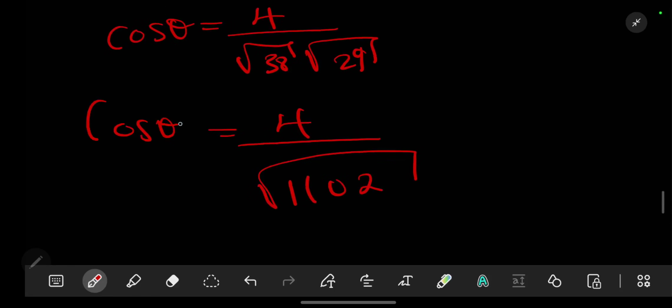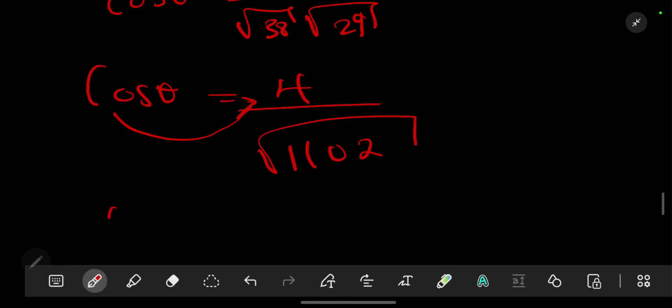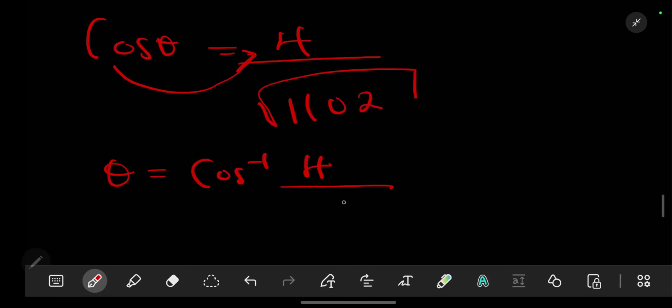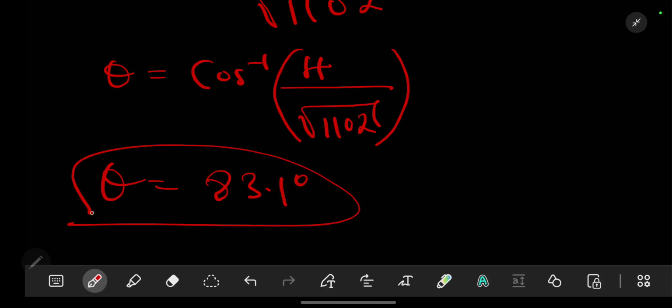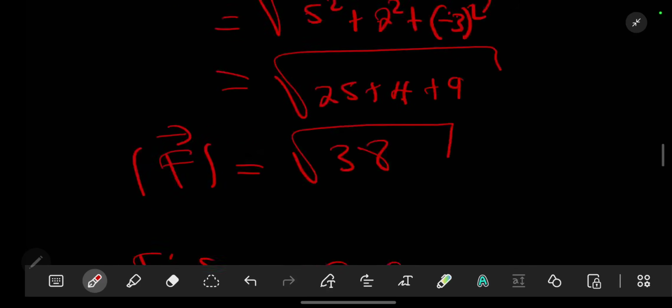Then we have the cosine of theta. Taking the cosine to this side, theta should be equal to cos inverse of 4 over the root of 1102. Then we find the cos inverse of 4 divided by that value. When we find that, theta should be equal to 83.1 degrees. So this is our theta for that problem. That is how you deal with this type.